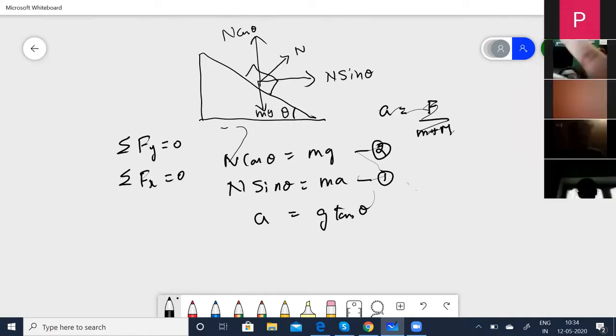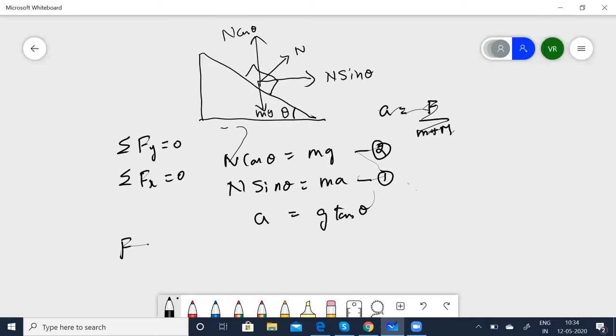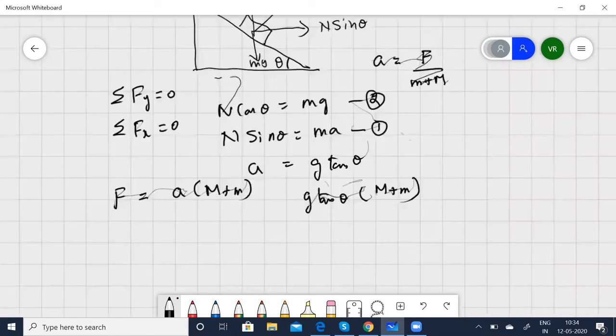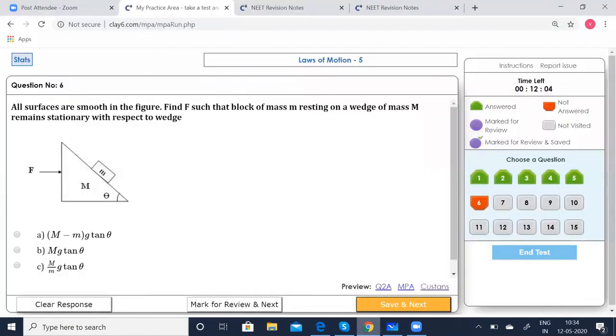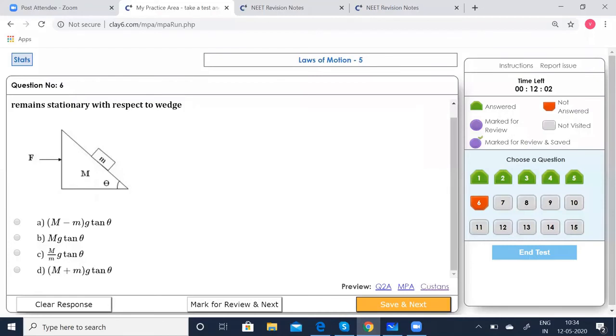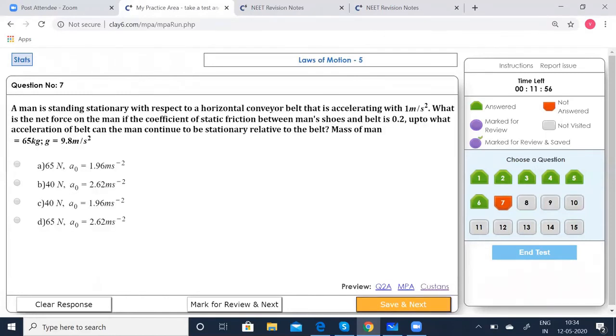Now, F is equal to A times M plus M. But what is A? Nothing but G tan theta. Substitute for that. So that gives you G tan theta into M plus M. Let's see which option is correct. So option D, M plus M tan theta, G tan theta. Option D is correct. Save that. Go to the next.